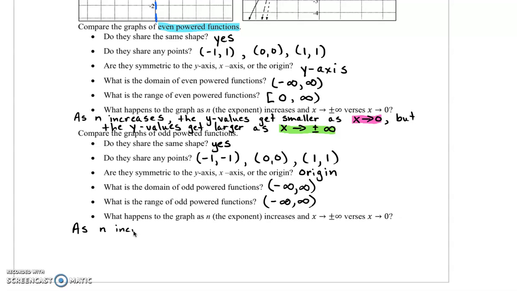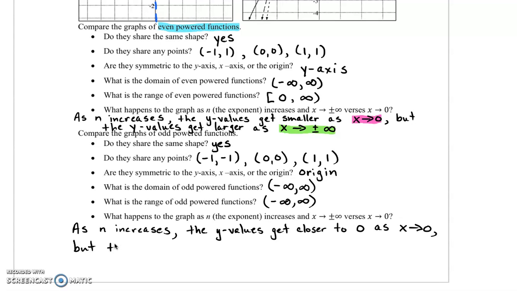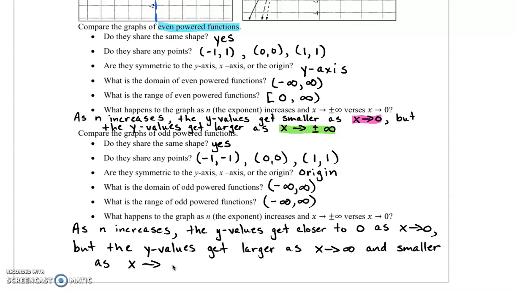As n increases, the y values get closer to 0 as x gets closer to 0, but the y values get larger as x goes to infinity and smaller, meaning more negative, as x goes to negative infinity.